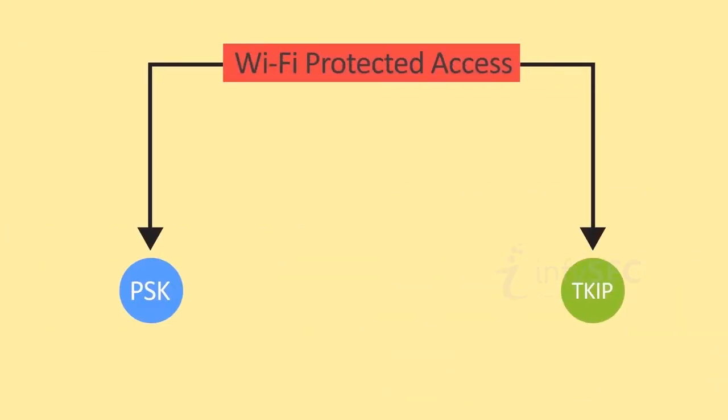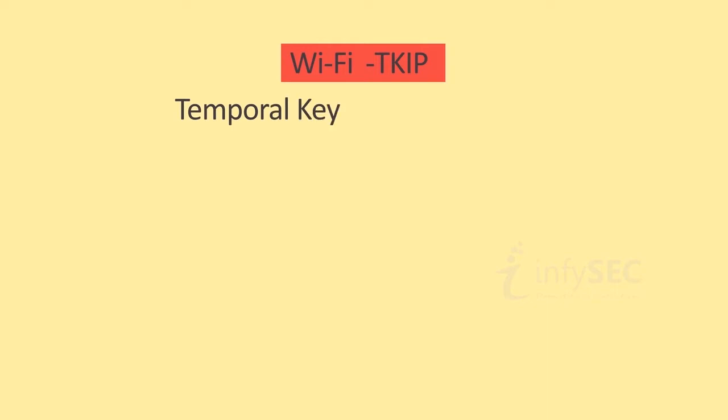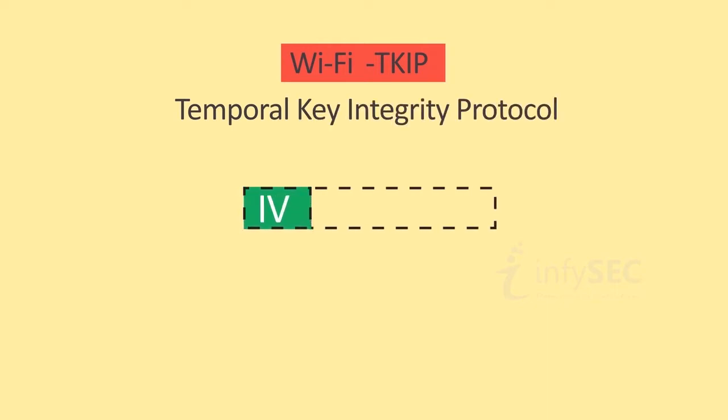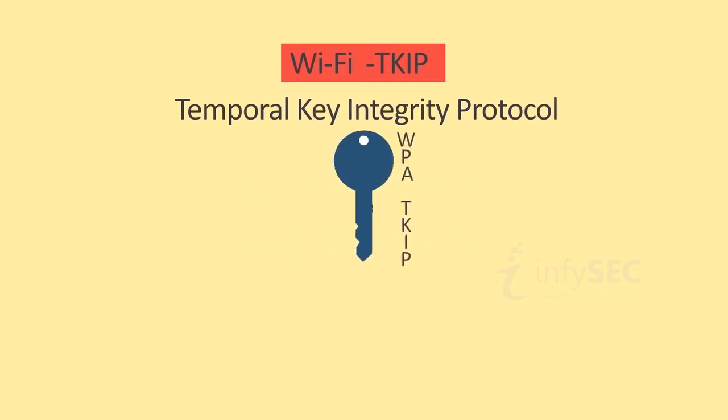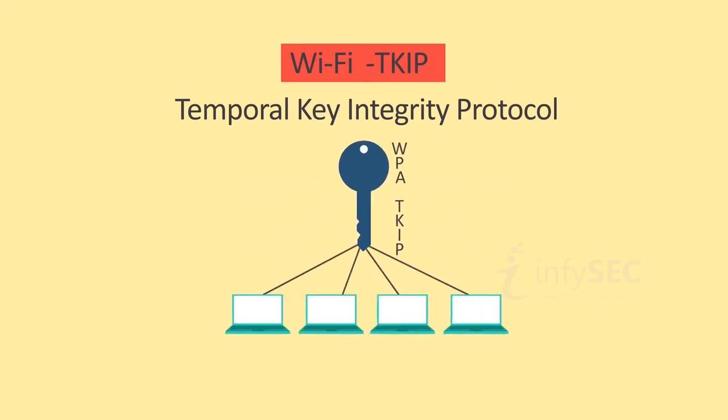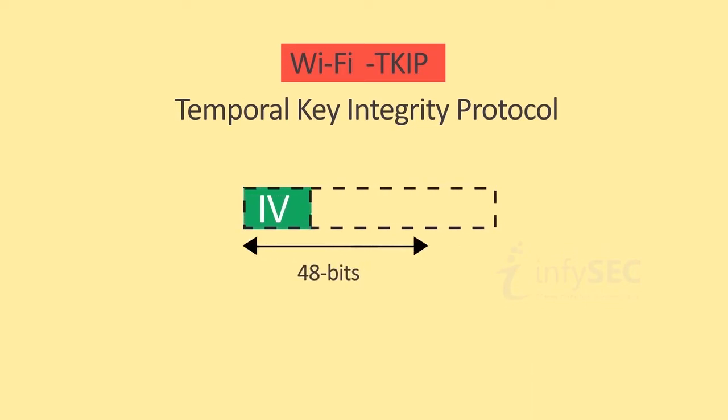This paves a way to opt in for the second authentication mechanism, TKIP. Temporal Key Integrity Protocol enhances WPA by increasing the length of the IV by adding an extra 32 bits to the original 24-bit, accounting to 56 bits, to generate a unique encryption key for each client. However, only 48 bits are used in practice because 1 byte must be thrown away to avoid weak keys.